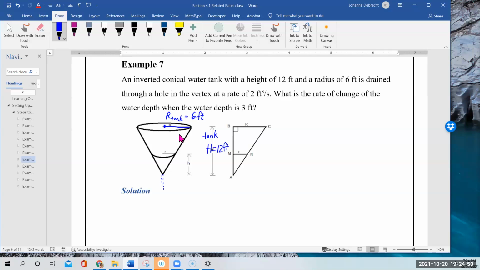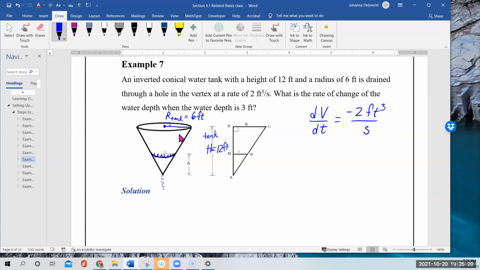Look at the units that you have here on the 2 cubic feet per second. It's got to be a rate of change of volume. So we have a dV/dt. Do you think the volume of water is increasing or decreasing as water drips out the bottom? Of course, it's decreasing. That means that dV/dt must be a negative 2 cubic feet per second.